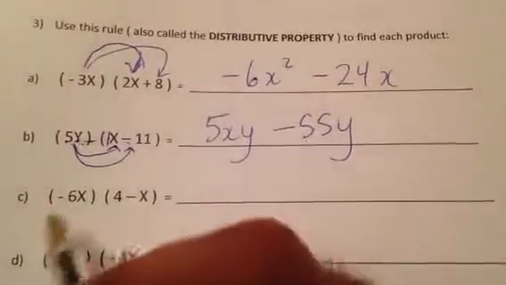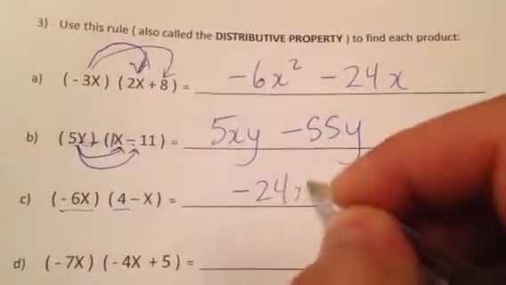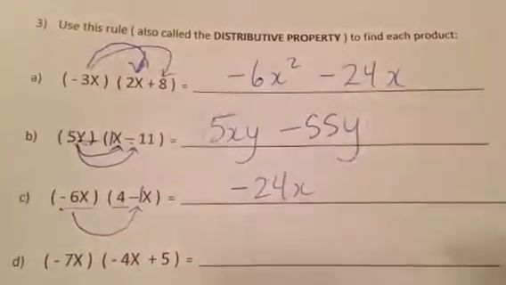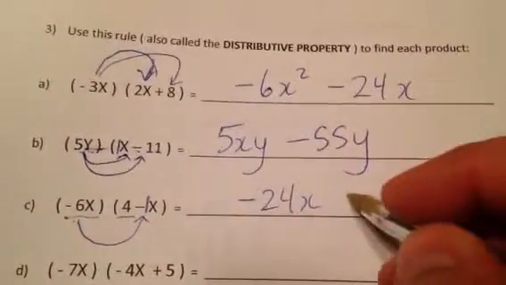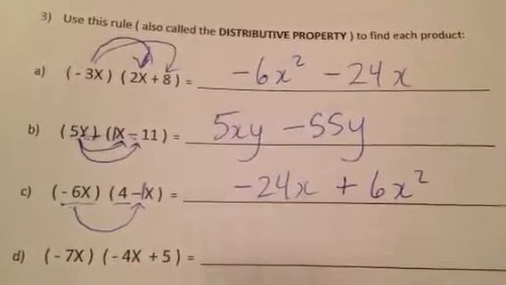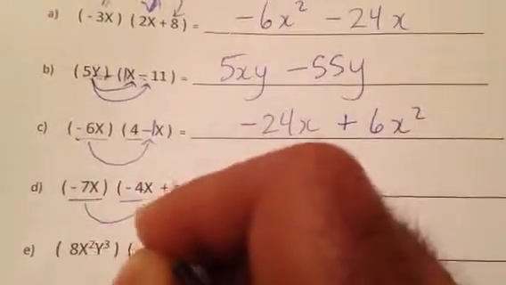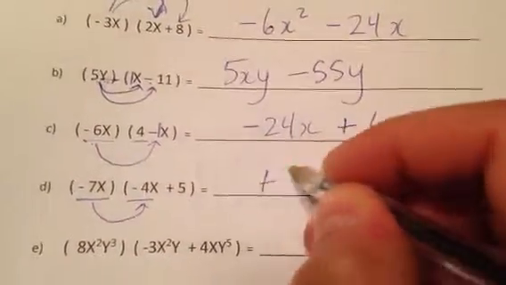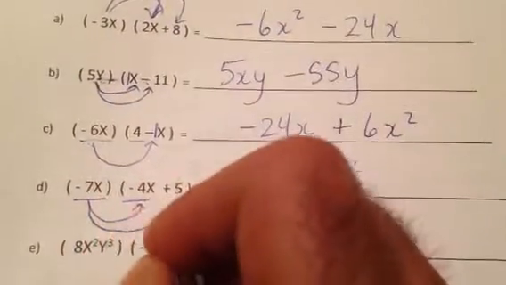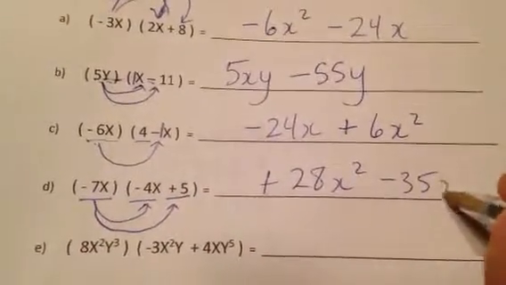Okay, this one right here, negative 6 times 4 is negative 24x, and then negative 6 times negative x, negative 1x, right? So negative 6 times negative 1 is positive 6. X times x is x squared. Okay, D. We have this times this. That is a positive 28x squared. And then we go negative 7x times positive 5. That's negative 35, and it's just an x.